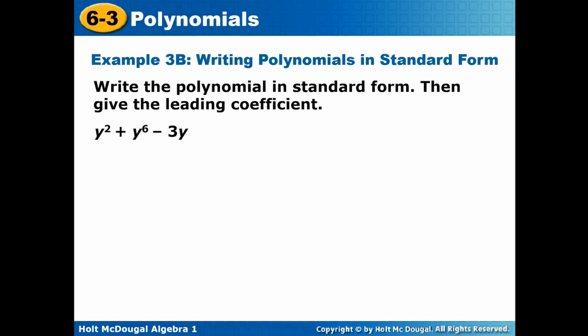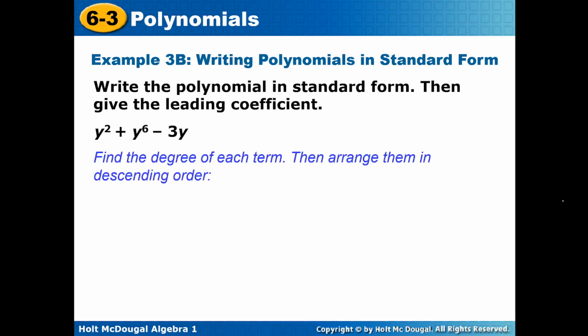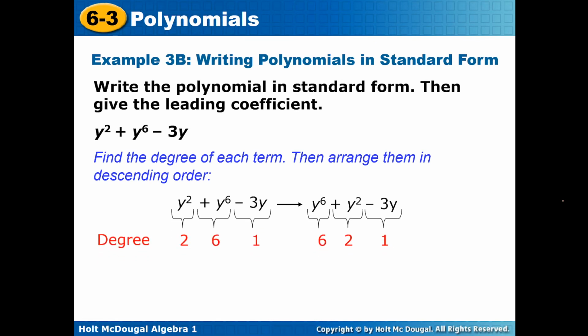Moving on to letter B. This one's going to be a little bit faster. First, we have y squared plus y to the 6 minus 3y. Again, we're going to find the degrees first, and then arrange them in descending order. We have 2, 6, and 1. A relatively easy one: y squared plus y to the 6 minus 3y turns into y to the 6 plus y squared minus 3y. Relatively easy, we only had to switch 2 things. This is because the order was 2, 6, 1. Now, in the correct form, or standard form, it is 6, 2, 1.